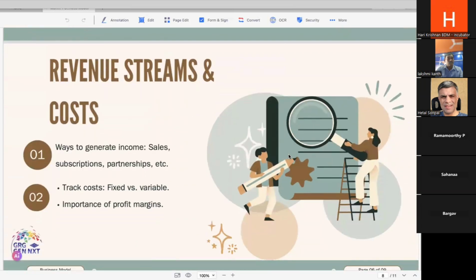Going further into the revenue streams, the ways to generate income are through sales, subscriptions, partnerships, product. I further categorize sales as product sales, services sales, maintenance, right? Some of your products, like Archana's SaaS product, typically have a maintenance or service support element, which you can price only once the warranty period has expired.